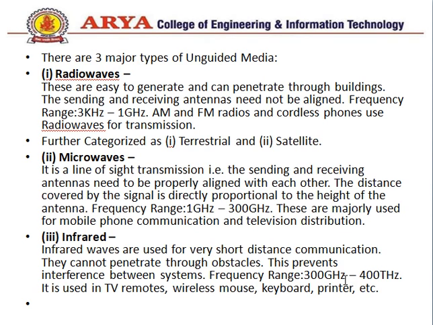And the last is the infrared. Infrared you might have seen in the home also. Infrared waves are used for very short distance communication. They cannot penetrate through obstacles, which prevents interference between systems. Frequency range is 300 GHz to 400 terahertz. It is used in TV remotes, as I told you, you must have seen them in your home, wireless mouses, keyboards, printers, etc.